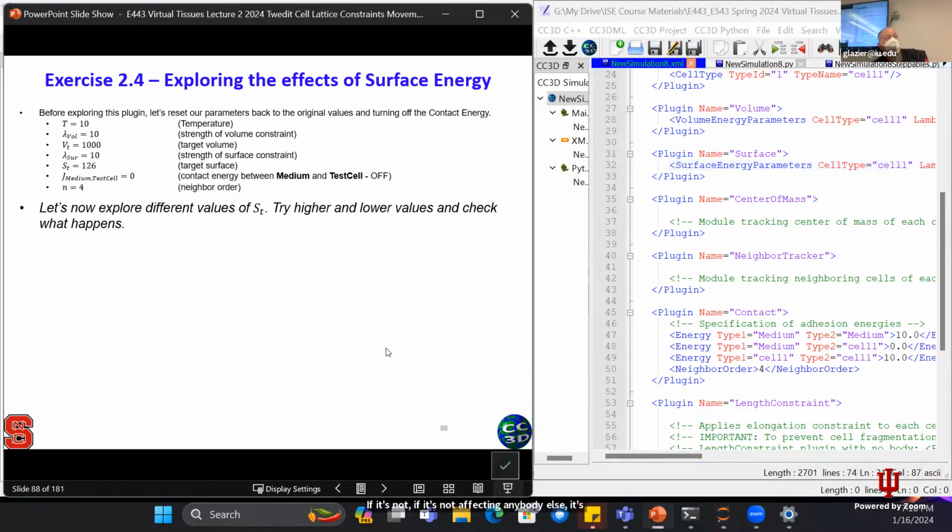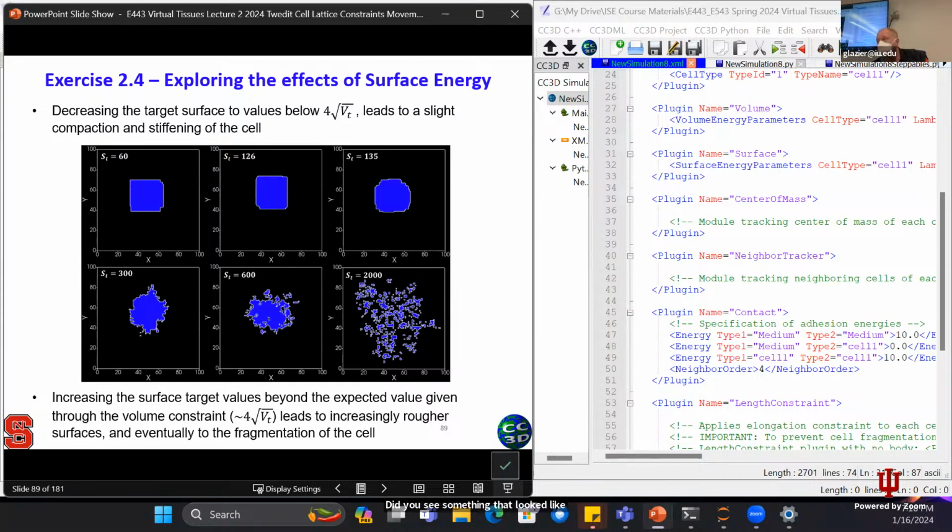What happened when people changed the value of S target? Did you see something that looked like this? If you make S target very small, you get a square. If you make S target intermediate, you get a circular cell. If you make S target very large, the cell falls apart. Why don't people try implementing those values and see what you get? See if you can recapitulate those examples.